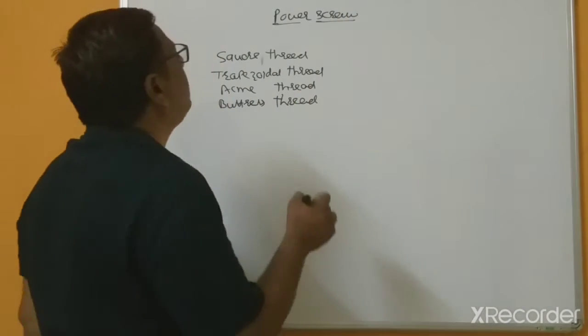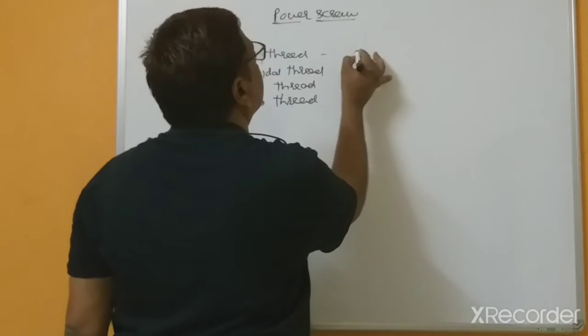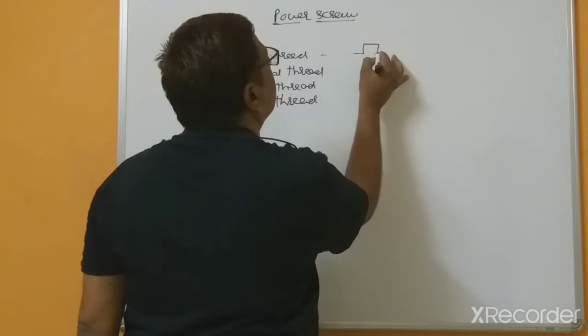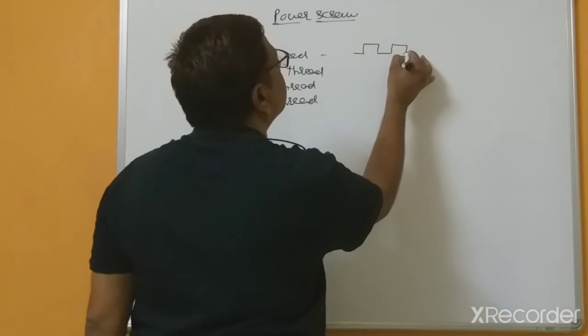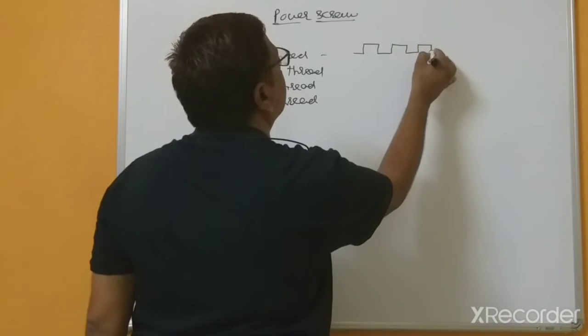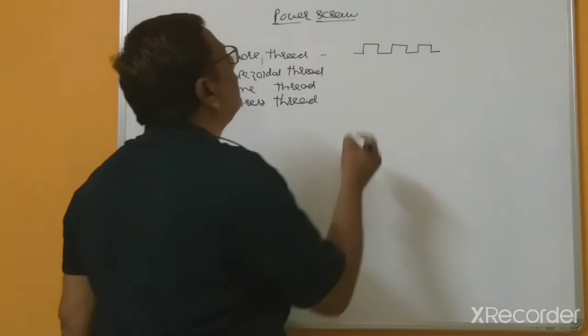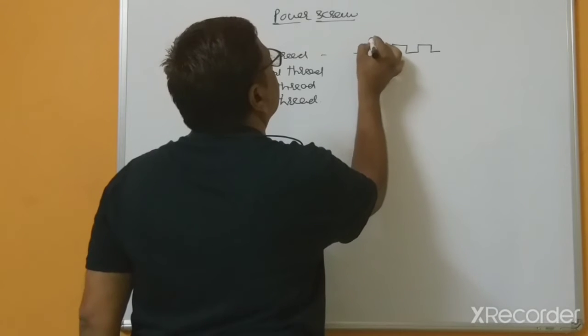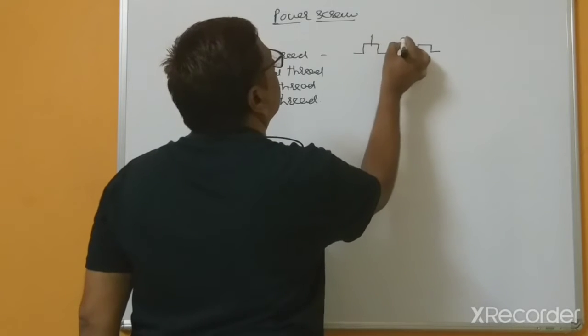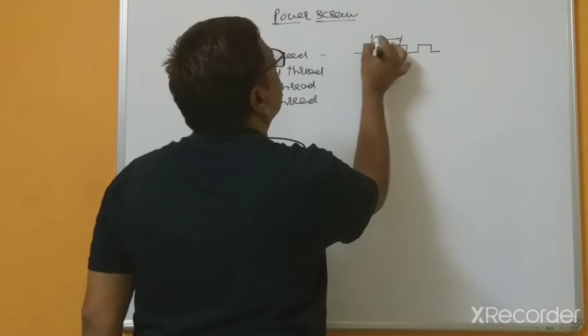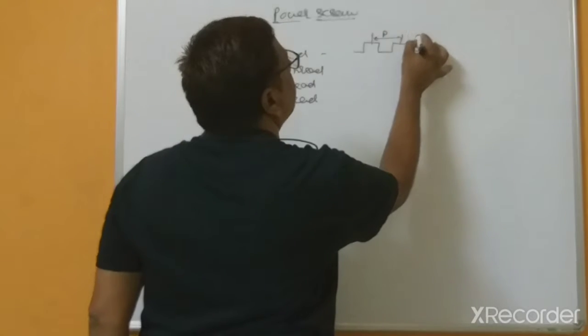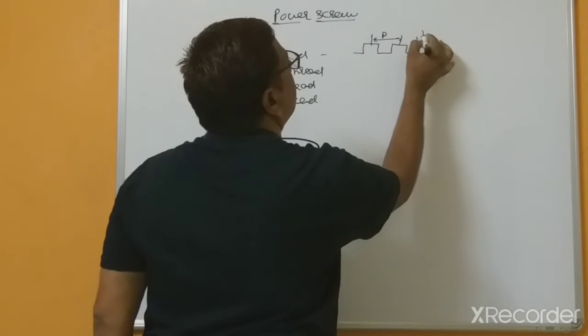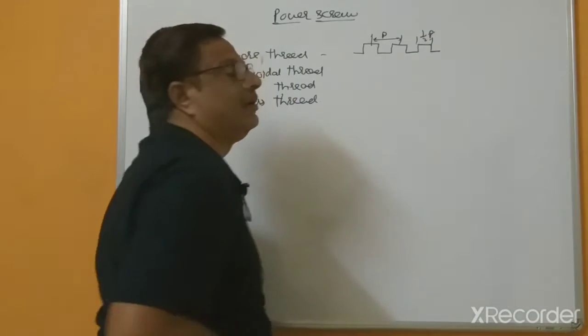So in the square threads, the threads are square, and this is the pitch, and this is equal to half of P.